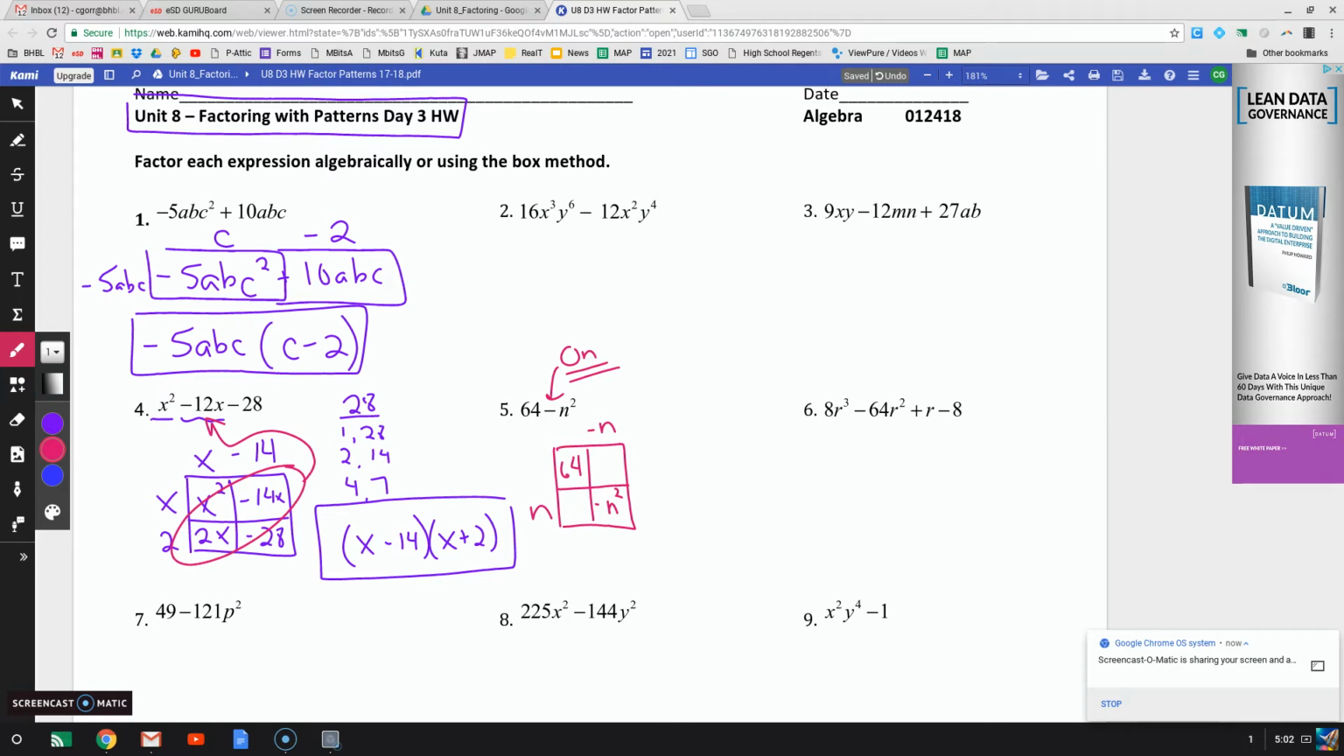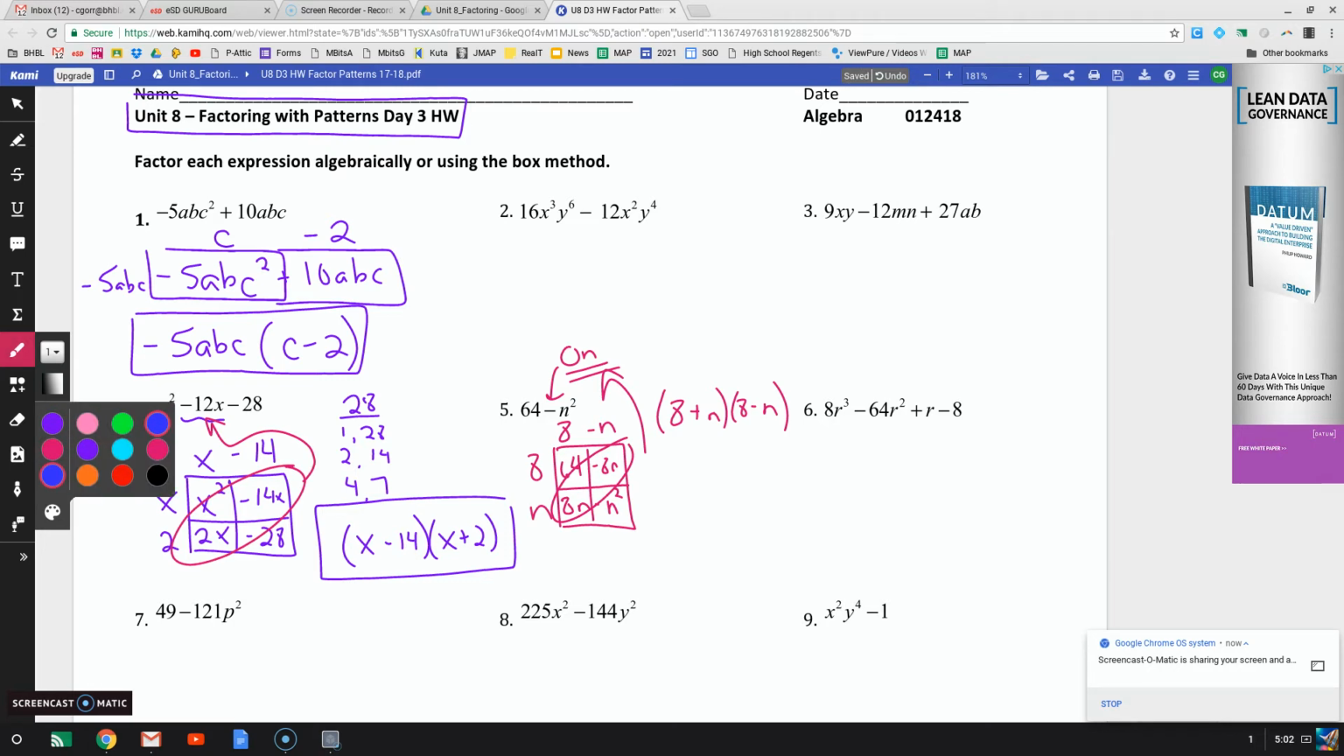So that means that the 2 numbers that I fill into my box are going to end up having to cancel each other out. Well, if I think about numbers that are going to multiply to 64, well, what about 8 and 8? Well, that would give me a negative 8n. This would give me a positive 8n. These 2 will be 0. Yay! So factored form, 8 plus n times 8 minus n. Wonderful. Let's move on to number 6.